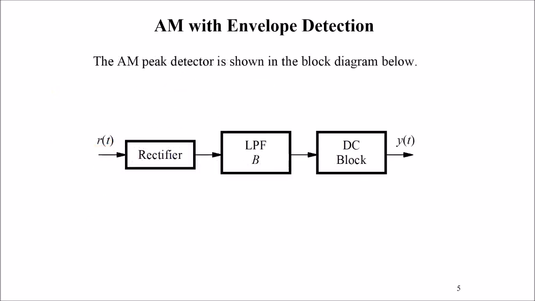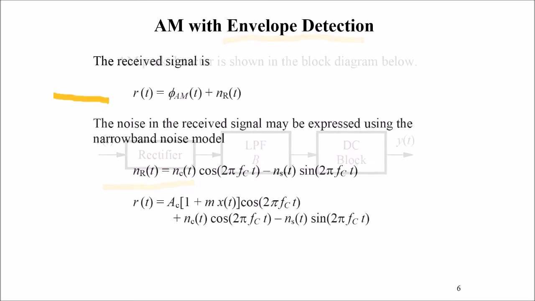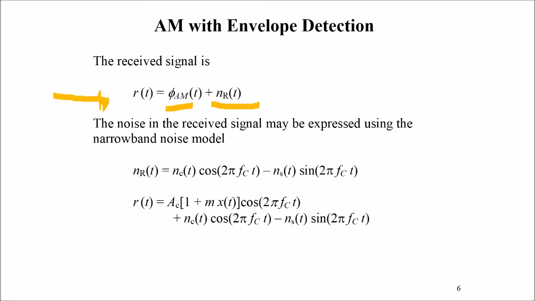Now we're looking at amplitude modulation with an envelope detector or a peak detector. So that's going to be a rectifier followed by a low pass filter followed by a DC block. The received signal is the AM signal plus the narrowband noise. So using the narrowband noise model, the total received signal is the AM signal in the first part, plus, in the second part, the two narrowband noise terms.